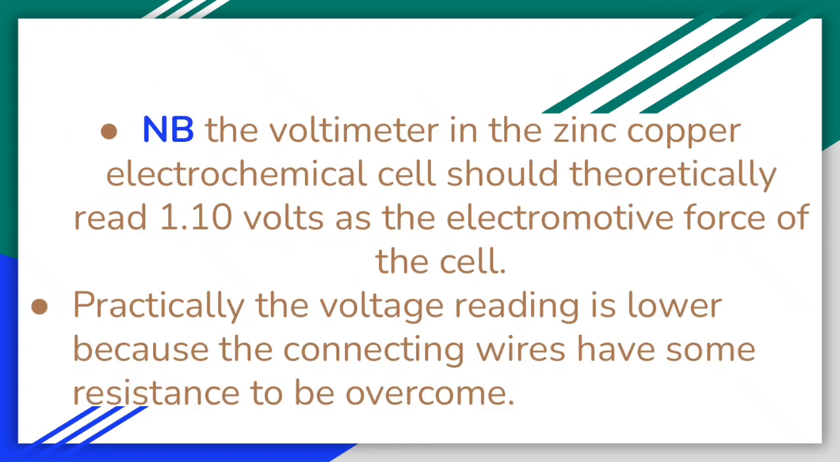In the zinc copper electrochemical cell, the voltmeter is expected to read 1.10 volts as the electromotive force of the cell. But that is not the case. If done practically, the reading will be lower than 1.10 volts, and the reason is the connecting wires, which have some resistance which has to be overcome. So that resistance is what makes the readings lower than the expected 1.10 volts.